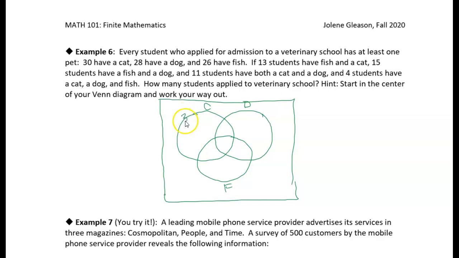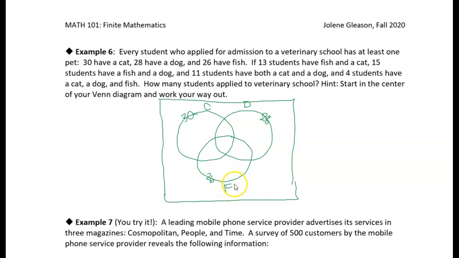So I'm just going to write 30 right on the line because I don't know how to divide it up yet. I'm going to write it on the line because that represents the total number of cat people. But some of them might have dogs as well. Some of them might have fish as well. Some of them might have all three. So I'm just going to write it on the line. 28 people have a dog. So I'm going to write again on the line because some of those people might have other things. And then 26 people have fish. All right, so we have 26 fish people.